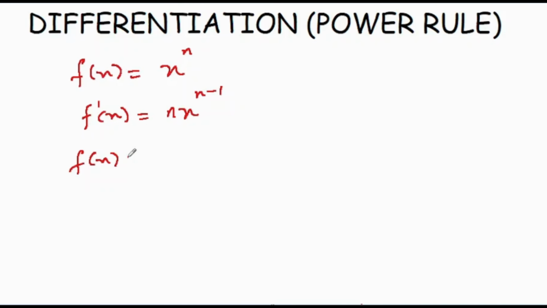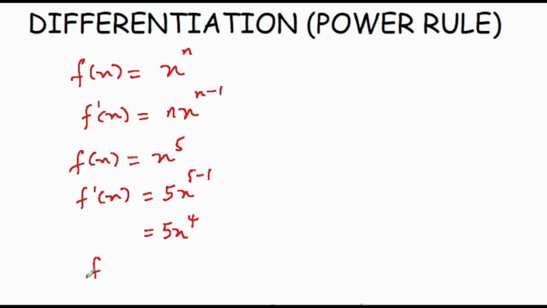f of x equals x raised to power 5. So what's f prime of x? That's the first derivative of f of x with respect to x. And that's going to give us what? We bring down 5. Good. And we reduce 5 by 1. 5 minus 1. And we're going to have 5x raised to power 4.